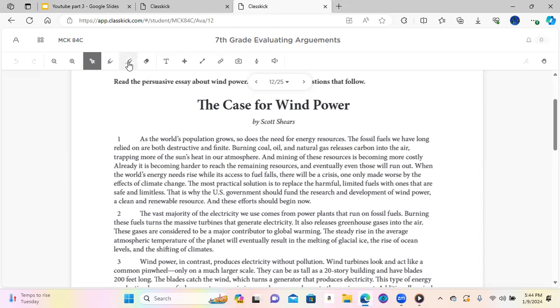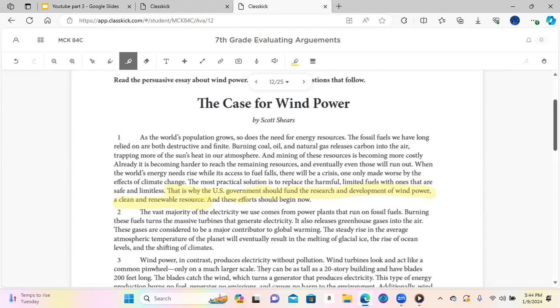So we're going to highlight this part. This looks like a claim that the US government should fund research and development of wind power, a clean and renewable resource. And these efforts should begin now.